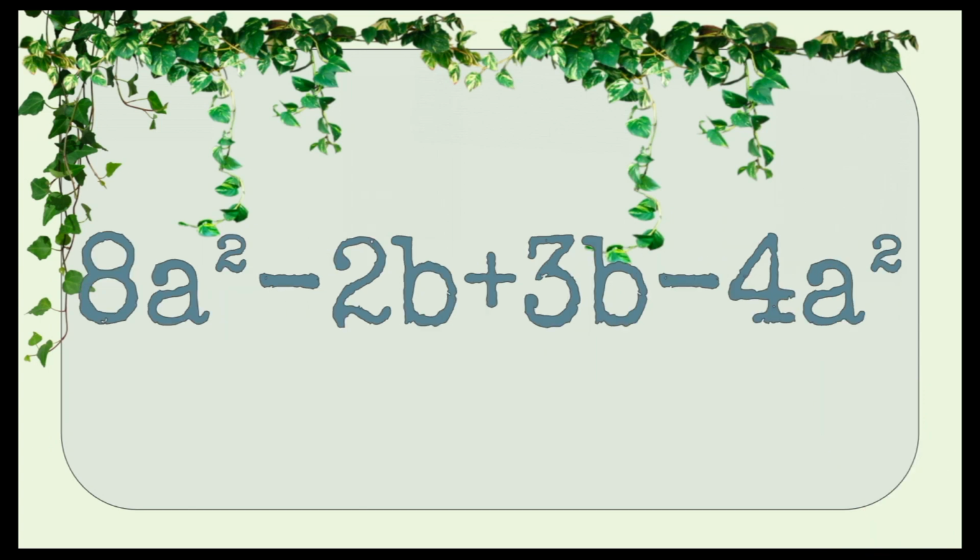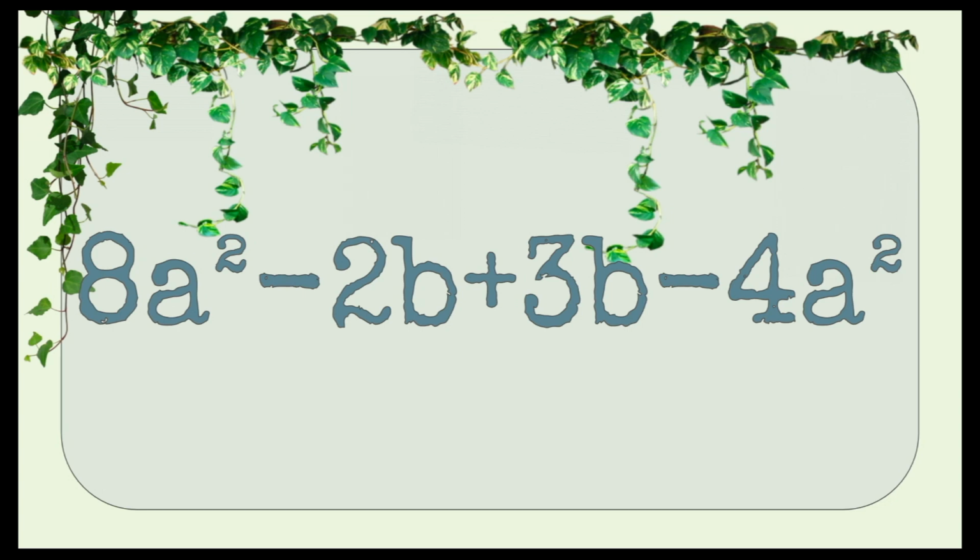This one's a little bit more difficult, but I would like you to try and pause and figure it out on your own. So in this polynomial, there are two different pairs of like terms. The first one is 8a squared and negative 4a squared, which simplifies to 4a squared.